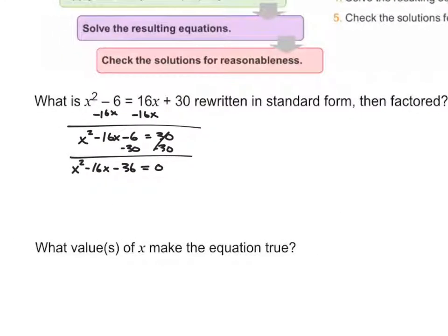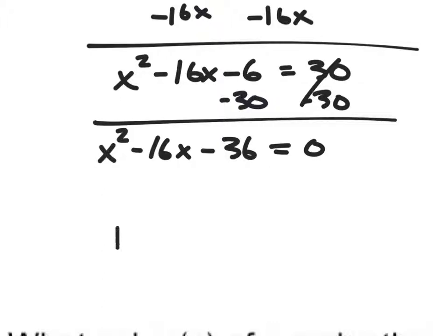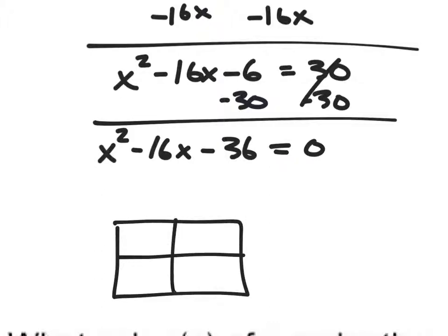Okay, and then factored. So let's go ahead and factor this guy, and we can do the box method. Let's do x squared here, negative 36 here. I'm going to put x and x in those two spaces for those two values to multiply to x squared. And then two numbers that are going to multiply to negative 36, but then they need to add to negative 16. And this one's kind of tricky, but it's actually going to be minus 18, okay, and then a positive 2, okay?